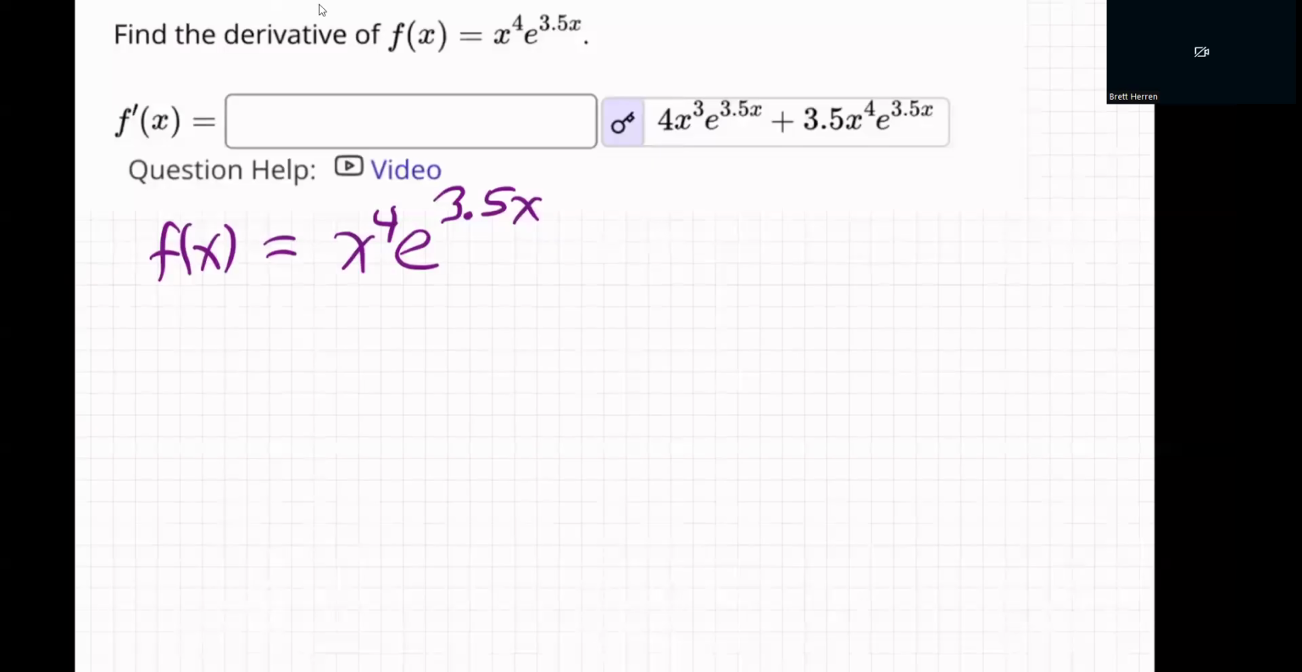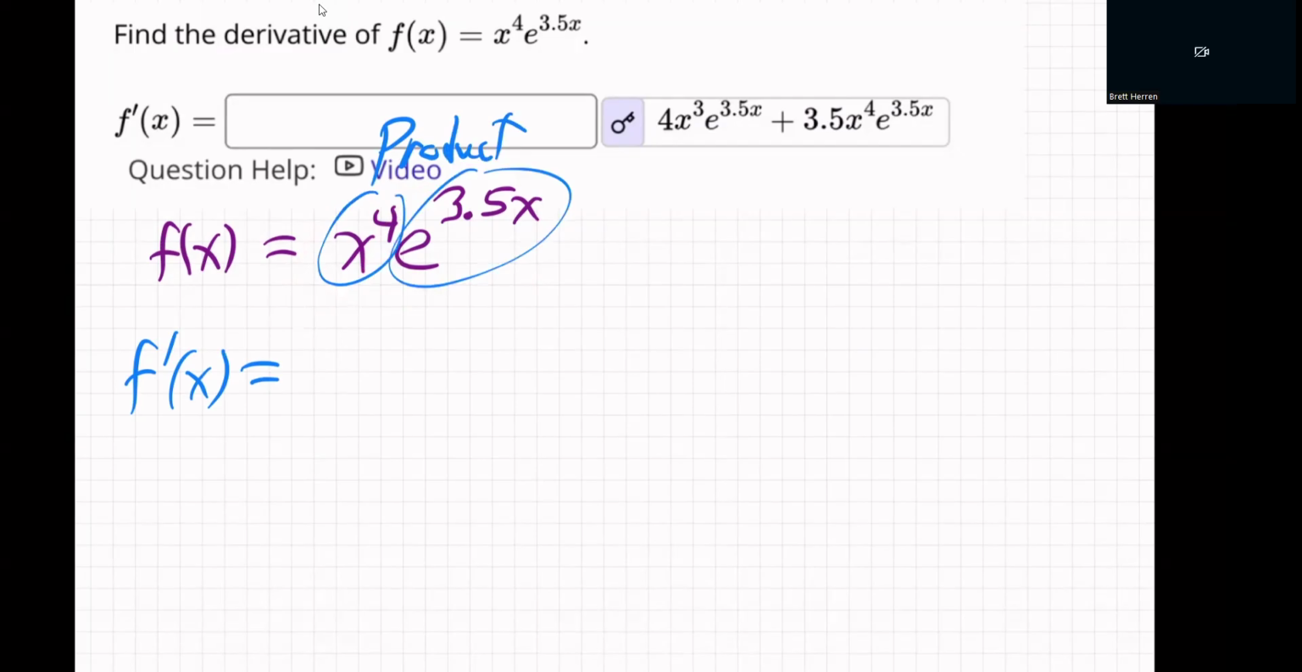Welcome to an example in which we are looking at this function, which is two functions multiplied, and it wants us to take the derivative. So the first thing I hope you're thinking is we've got to use the product rule. And that's right, because this is two functions of x multiplied together. That's the product rule.